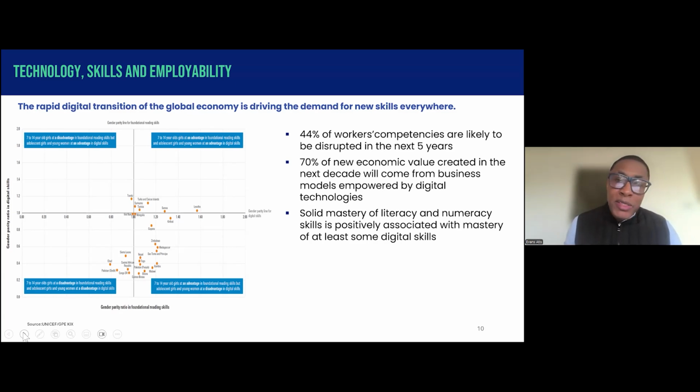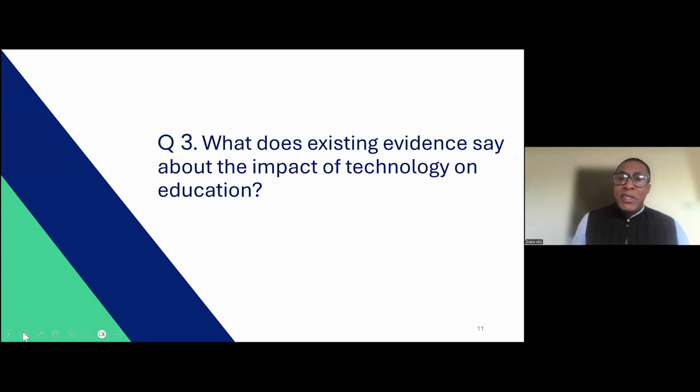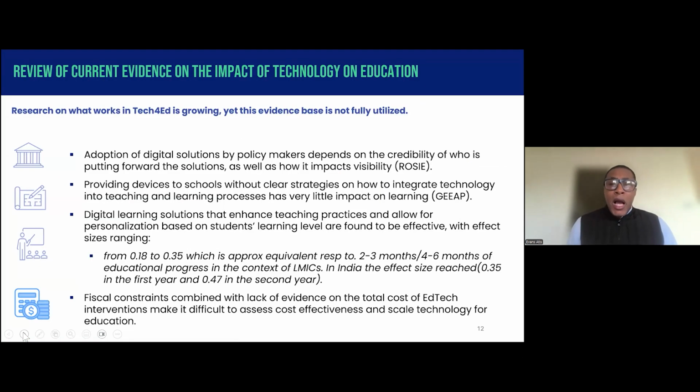So this is more or less the situation we are seeing when we analyze the relationship between technology skills and employability. The third question is: what do we know so far about the impact of technology on education? Research on what works is growing, it's true, but the political economy of using evidence is a complicated one, so this evidence base is not always fully utilized, and sometimes not well utilized.